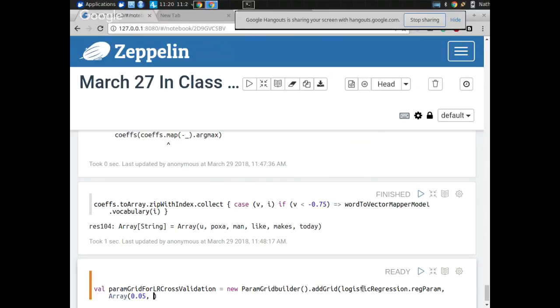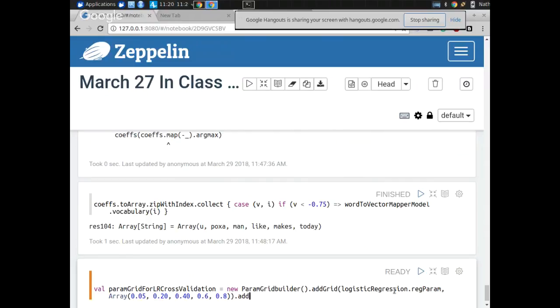0.05, 0.20, 0.40, 0.6, 0.8, and we're going to close that one and close that one. So we've added a grid here with respect to different values of regularization parameter to use.